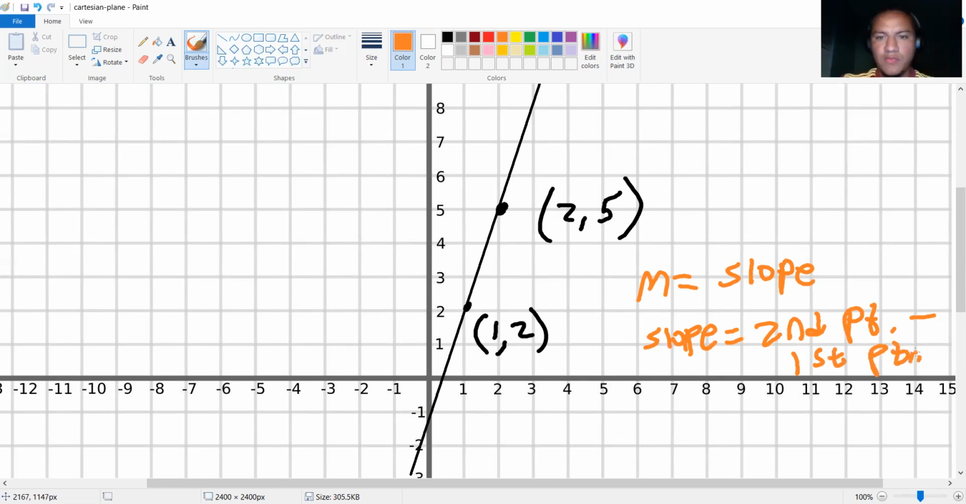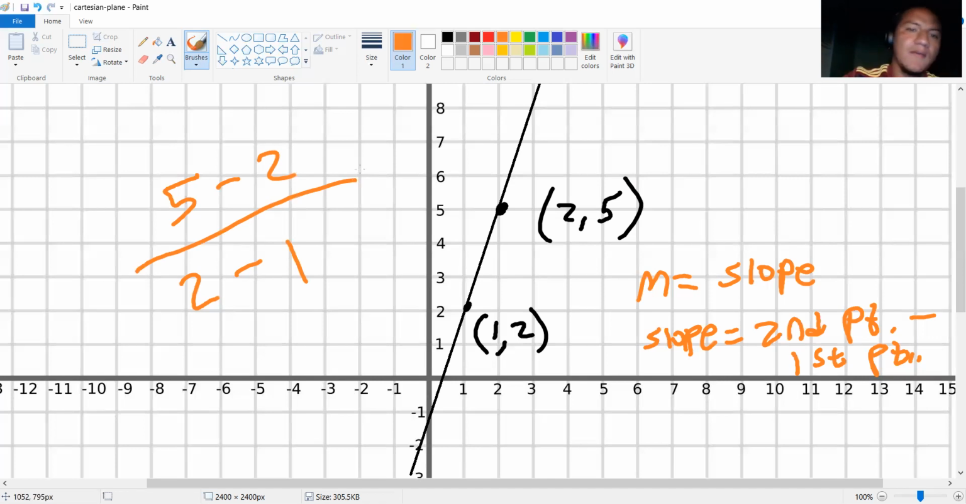So the second point is 5 and 2. And the first point, you just subtract. That's 2 and 1. Put a line over it. And you get 3 over 1 equals 3. So this gets a grade of 3. Literally a grade, because slope is grade as well. If you ever climb mountains, mountains can have high grades or they can have low grades. This one has a grade of 3.